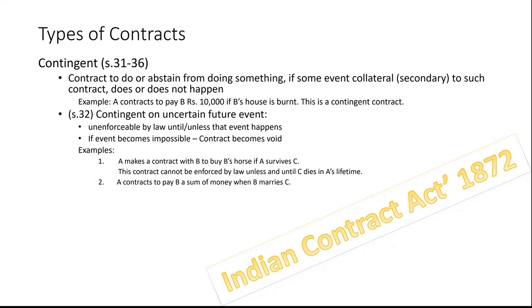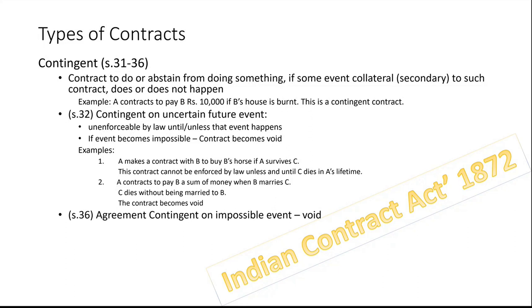A contracts to pay B a sum of money when B marries C. C dies without being married to B. Because the promisor doesn't take this, the condition has to be satisfied. The lawful condition has to be satisfied. The contract becomes void. The condition is not satisfied.